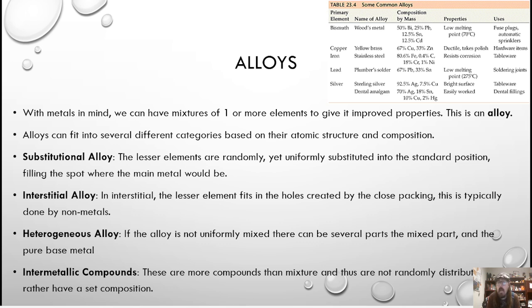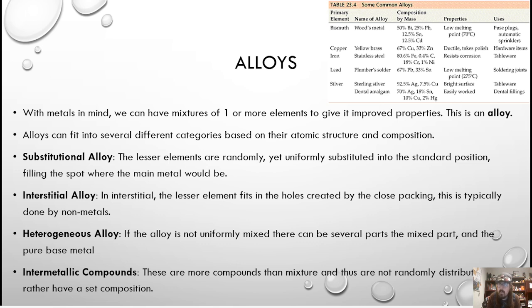But here are some common alloys you might see. Wood's metal, which is largely bismuth, but it contains some amount of lead, 25% lead, 12.5% tin, 12.5% cadmium. This gives it a very low melting point. And this is used for fuse plugs and automatic sprinklers. You have a sprinkler that when the hot smoke allows it to melt, you have this water pressure built up behind that's just going to pour through once this metal is melted.